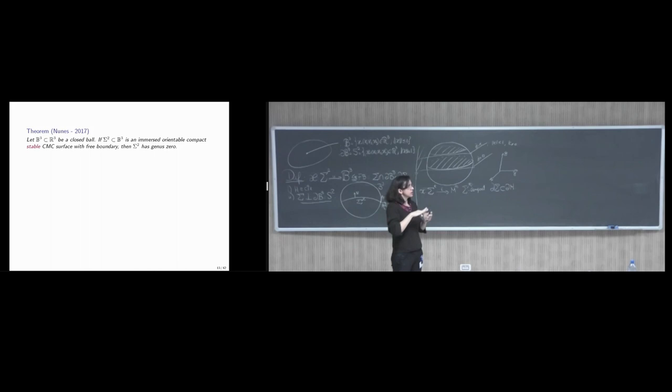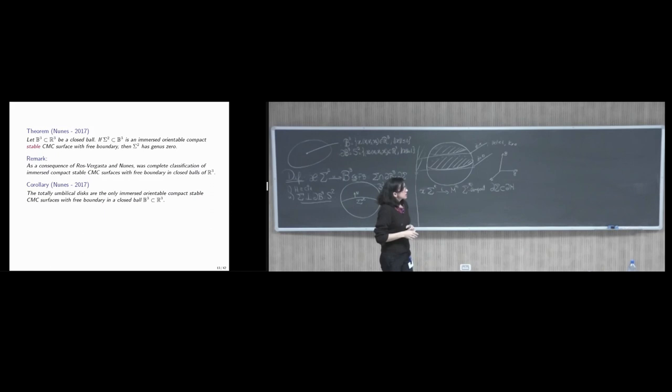Okay, next, as a consequence of Ros-Vergasta and Nunes, you have a complete classification of compact stable CMC surfaces with free boundary in the closed ball in Euclidean three-space. The result is that the totally umbilical disks are the only orientable compact stable CMC surfaces with free boundary in the closed ball. So you have a rigid result here. Very important.